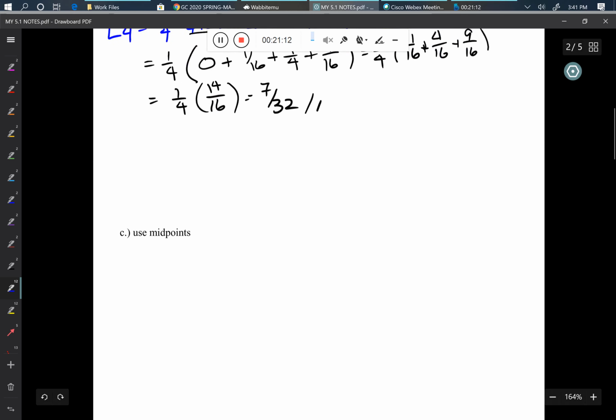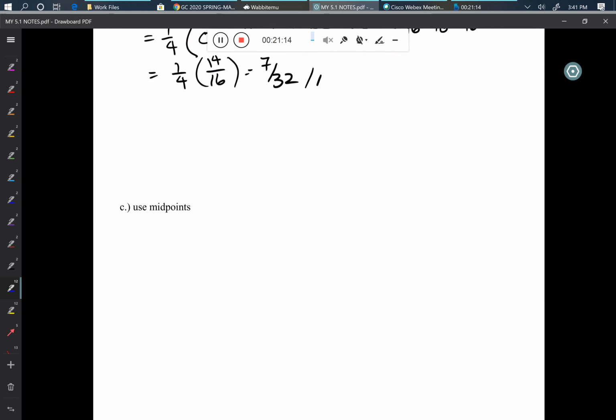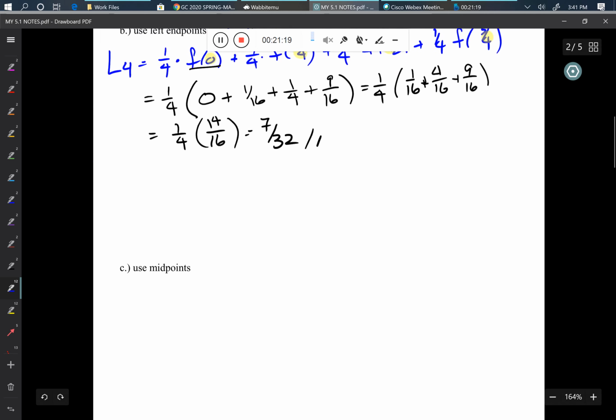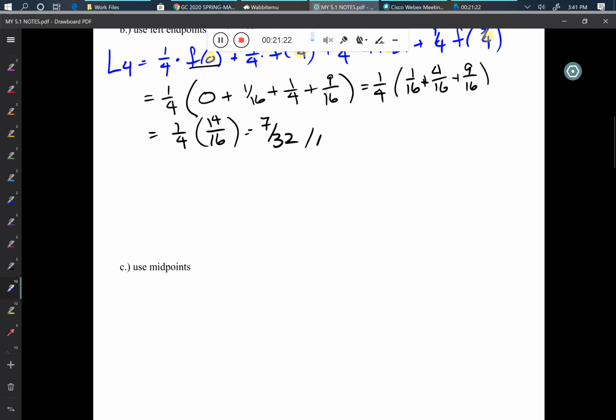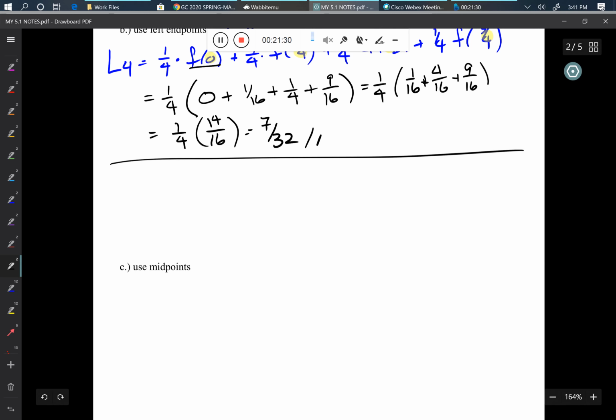Oh, but wait, we're not done, because what do we get to do down here? We get to do the same thing again using midpoints. Okay, this one's going to be trickier, so I'm actually going to redraw the picture, and I'm going to try to draw it a little more accurately. The reason this one's trickier is when we're working with left endpoints and right endpoints, we can use the width, delta x, to make things make sense a lot easier.